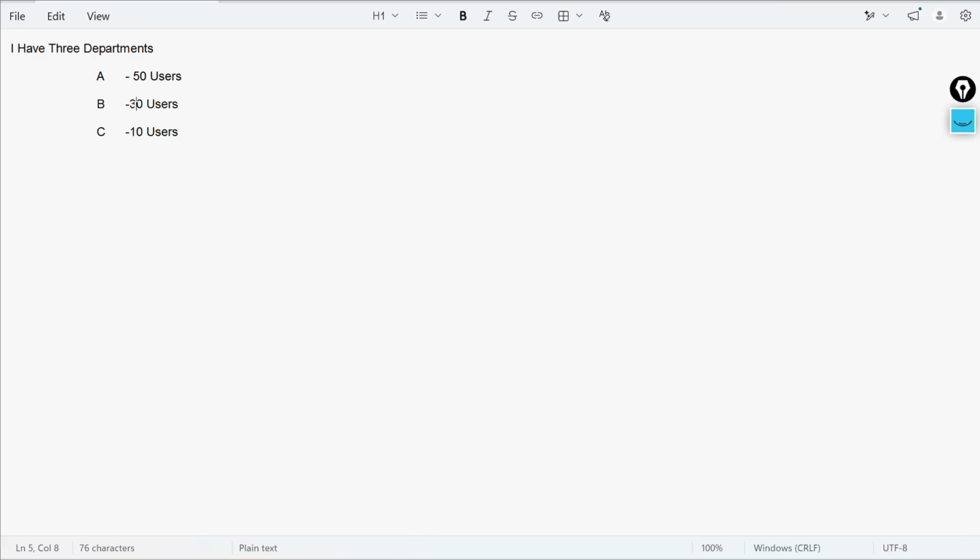So here, first we need to find out how many IPs we require in total. For these 3 departments, we require 90 IPs. That is step 1. So we require only 90 IPs, right? 90 IPs means we can take one class C network.